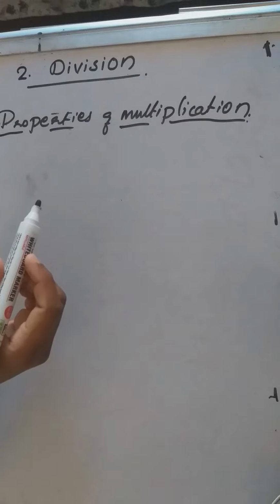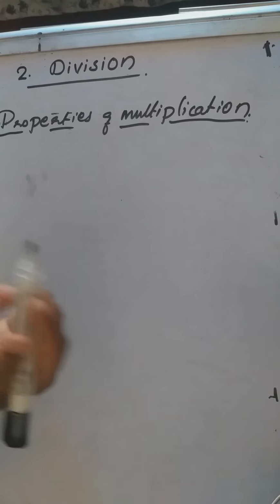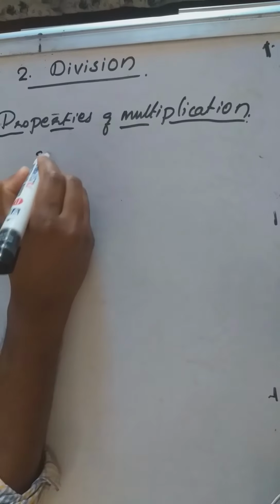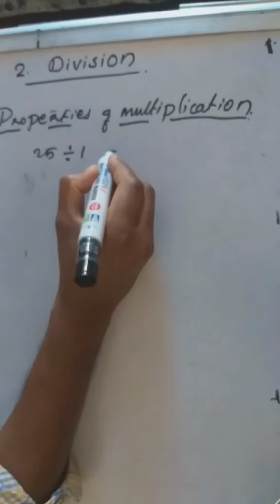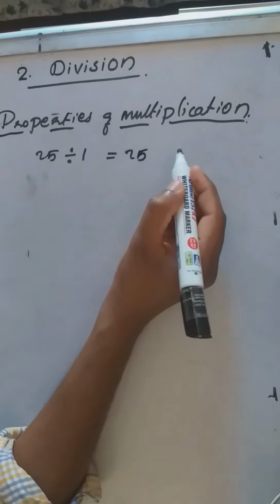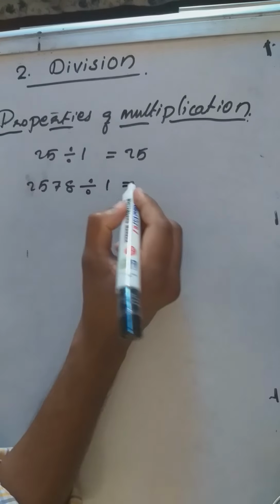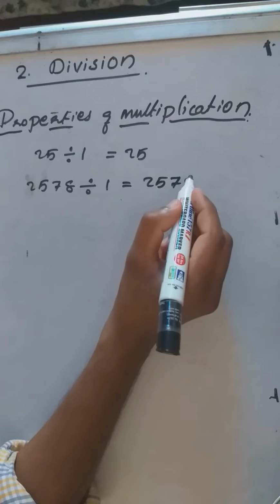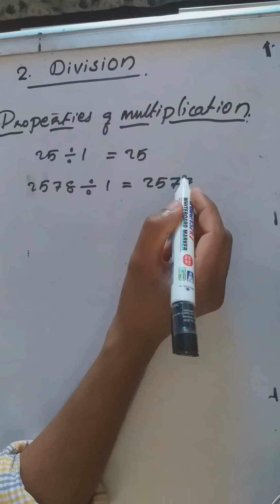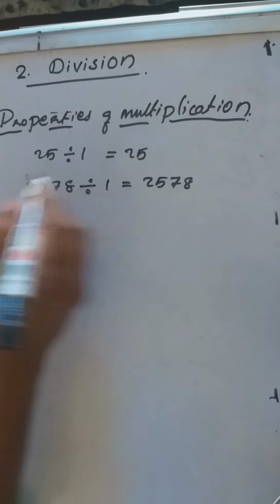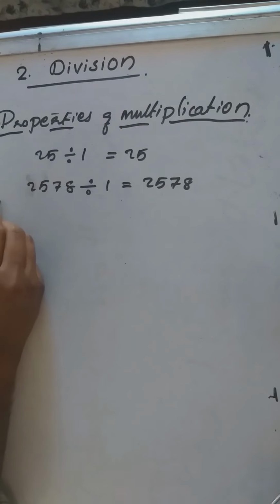Properties of division. The first property is, when we divide any number by 1, we get the number itself. So the quotient will be the number itself. For example, if we divide 25 by 1, the quotient will be 25 itself. And if we divide 2578 by 1, we got the answer 2578. That means when we divide a number by 1, we get the number itself as the quotient. That is the first property.